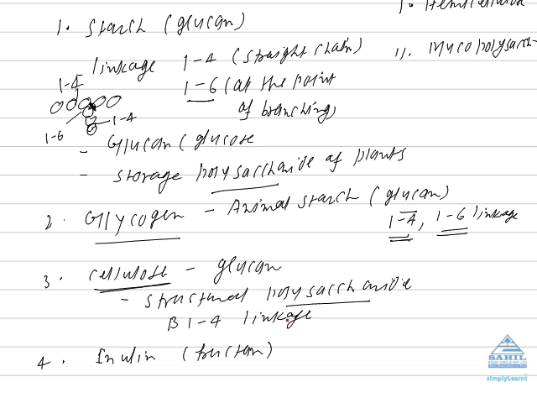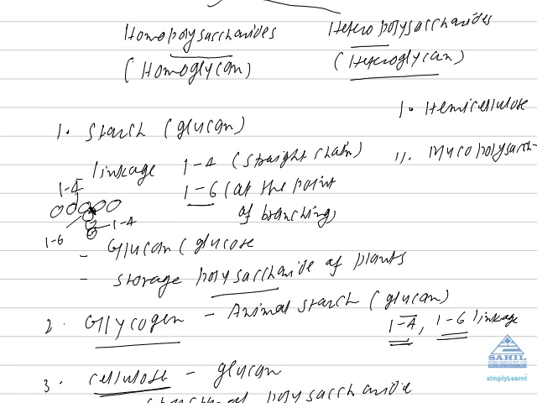Cellulose is the most abundant natural polymer because it is essential constituent of plant cell wall. It's a structural polysaccharide. Linkage involved is beta 1,4 linkage. Inulin, which is polysaccharide of fructose, that's why it is called fructan, is often called dahlia starch.